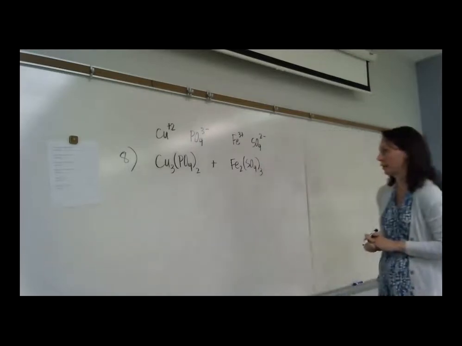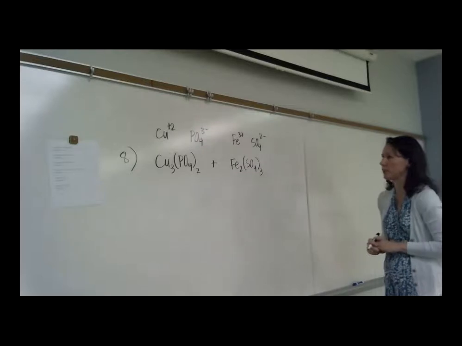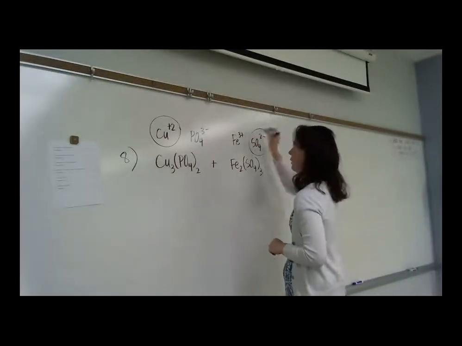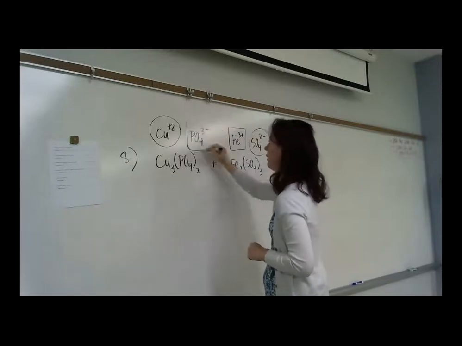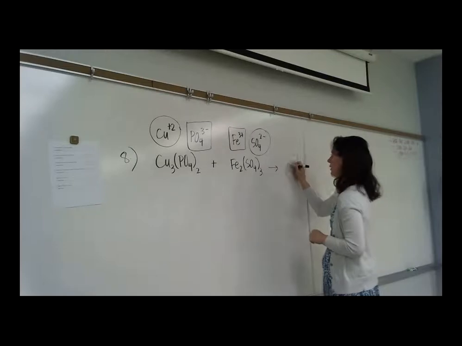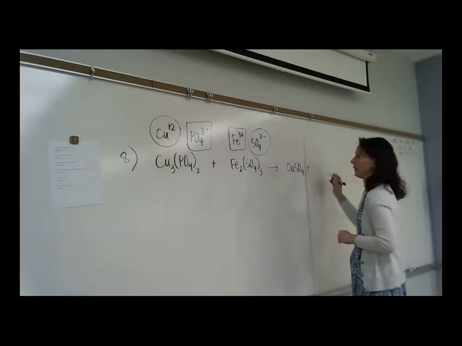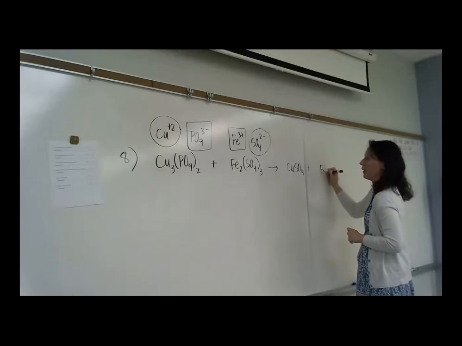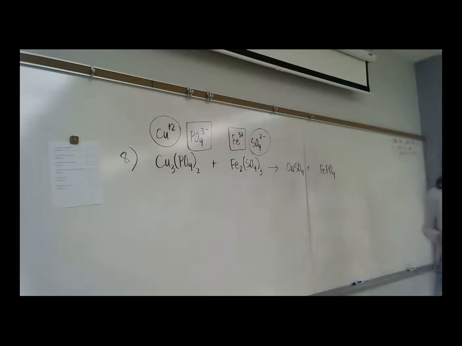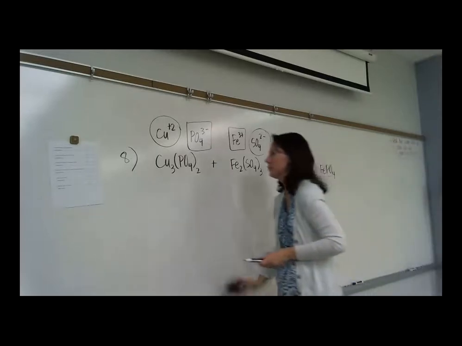What kind of reaction? This is double displacement. So copper 2 and sulfate get together, and iron 3 and phosphate get together. So that gives me CuSO4 plus, you crisscross those, that's 1 to 1 as well, FePO4. Yes? Yes. Now we just need to balance.